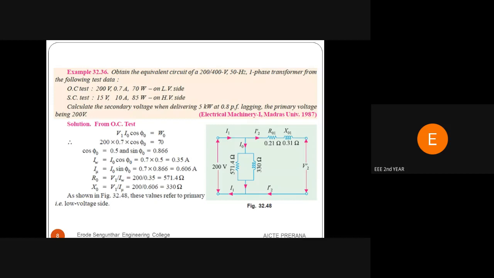Then from the short circuit test, by knowing the formula Z02 equal to VSC by ISC. In case of short circuit test, Z02 equal to VSC by ISC, that is the voltmeter reading divided by the ammeter reading in short circuit test. 15 divided by 10, we can get 1.5 ohm. So the transformation ratio equal to 400 divided by 200. Previously, V1 equal to 200, V2 equal to 400. K transformation ratio equal to V2 by V1, that is equal to 2.